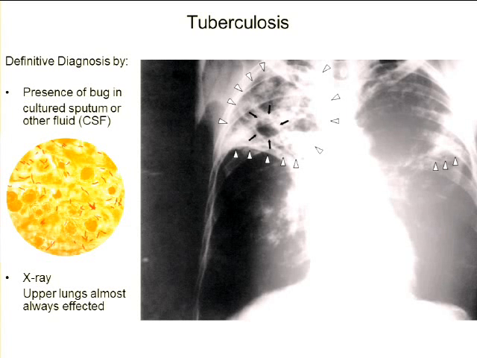Okay. Tuberculosis is definitively defined by the presence of the bacteria in cultured sputum or other fluid like the CSF. So the signs and symptoms lead the physician to suspect tuberculosis, but the definitive diagnosis does not come from even a PPD test under your skin, but by the presence of the bacteria in the sputum. Okay? So you can see here, this is culture of the sputum, and you can see the presence of the bacteria in there. This is not a gram stain.